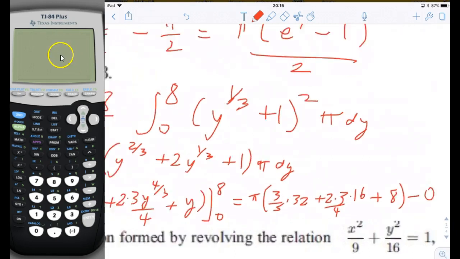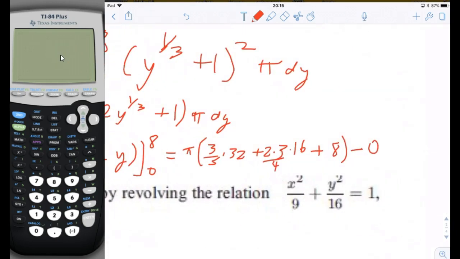And then now I'm going to try to simplify each one of these. So it would be pi times 3 times 32 is 96/5. 2 times 3 times 16 divided by 4 is 2 times 3 times 4, which is 24, plus 8, which is 32. And then I can simplify this. I can say 32 times 5, which is 160. So I could add 160 to 96. That would give me 256 fifths pi. 256 fifths pi. So this would be my answer.